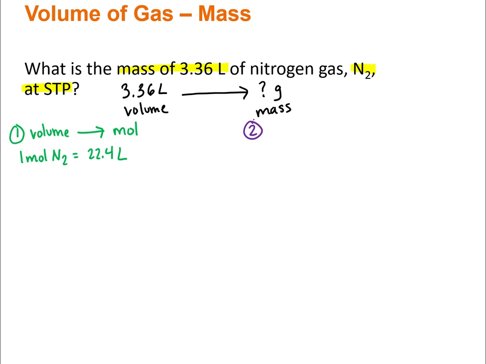The second step has to do with getting from moles to mass. Does anybody remember how we do that? We use the periodic table, and we use the molar mass. Be careful when you're doing these, because you don't just want to write what you see on the periodic table. You have two nitrogens here. So the molar mass is going to be 2 times what you see on the periodic table.